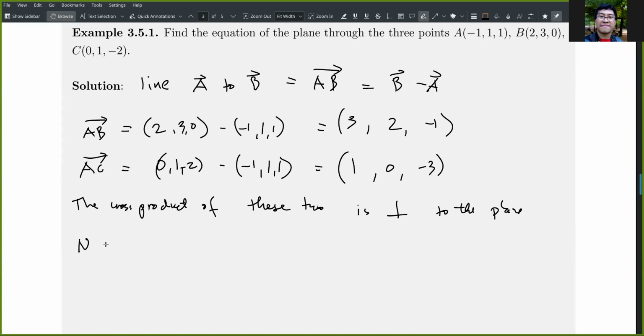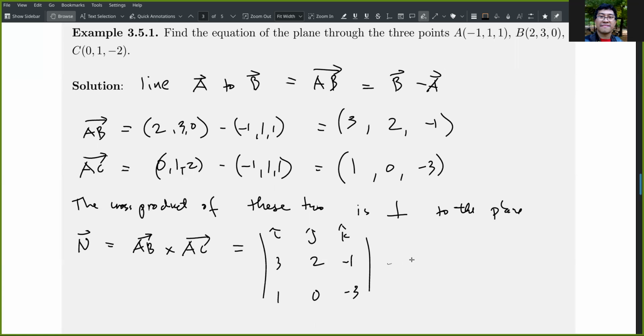Let's call it n. So n is a vector perpendicular to the plane. One vector that's perpendicular to the plane is the cross product of these two, AB cross AC. So take the cross product IJK. AB has coordinates 3, 2, minus 1. You have here 1, 0, minus 3.